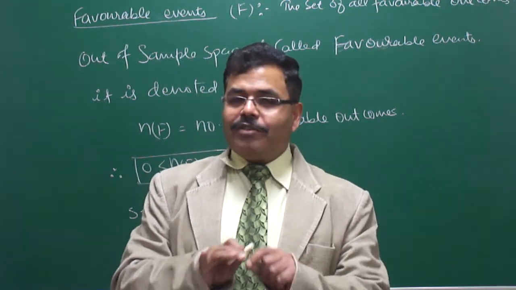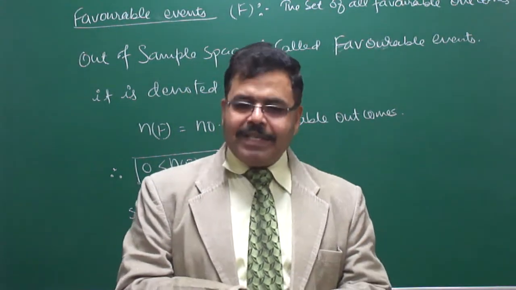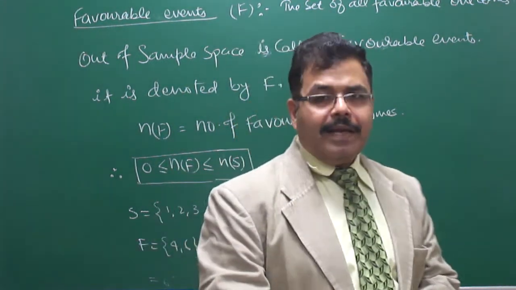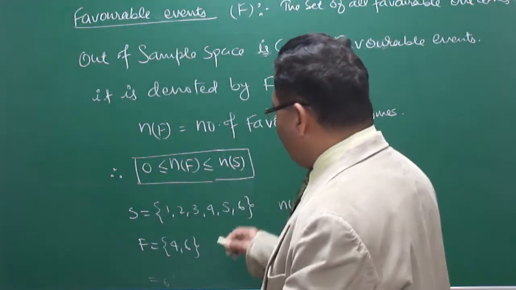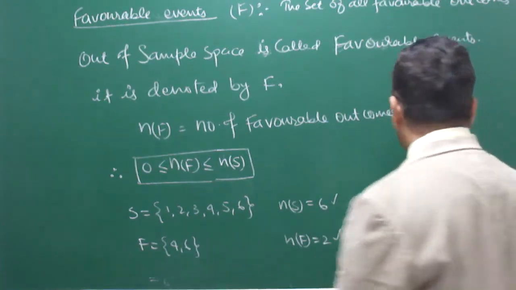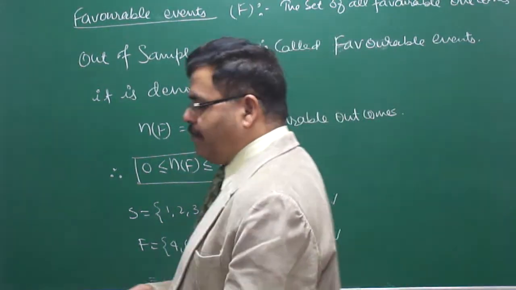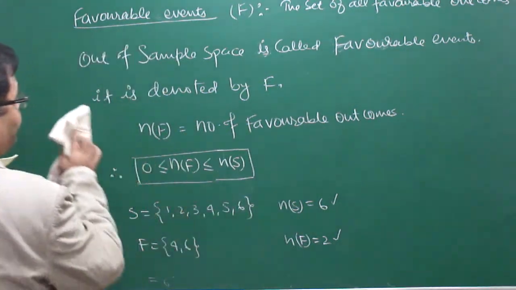So depending upon the requirement and circumstances, some outcomes may be favorable and some may not be favorable. So 2 of them are favorable out of 6. The relation between these two is described by the probability of an event. So what is the probability of an event?